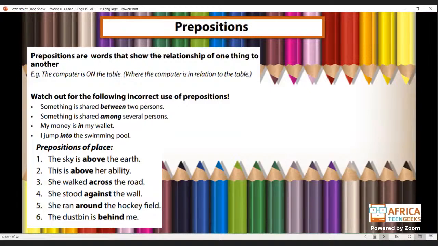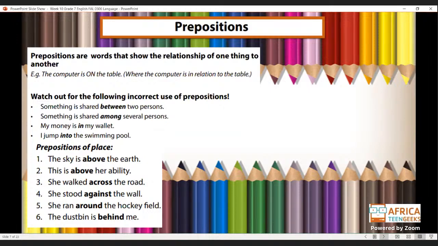Don't say jump in the pool. Say jump into the pool. It's a movement. You're moving; it's a moving preposition. You're moving towards something, and that's into. The money isn't moving towards the wallet. It's just in the wallet. It's place.